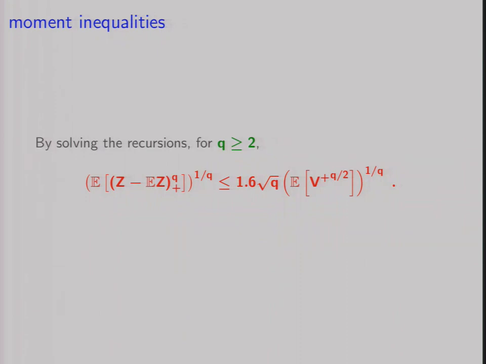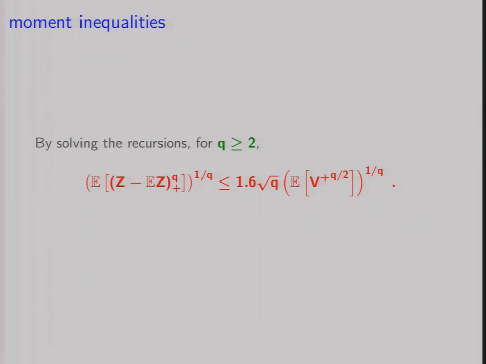So you can show that if you have something like this, if the tails behave like e to the minus t squared divided by v, then what this means is that the moments, the expected value of z minus Ez to the power of q raised to the power of 1 over q, will be less than something like a constant times, and here we have v, square root of v. And these two are basically equivalent.